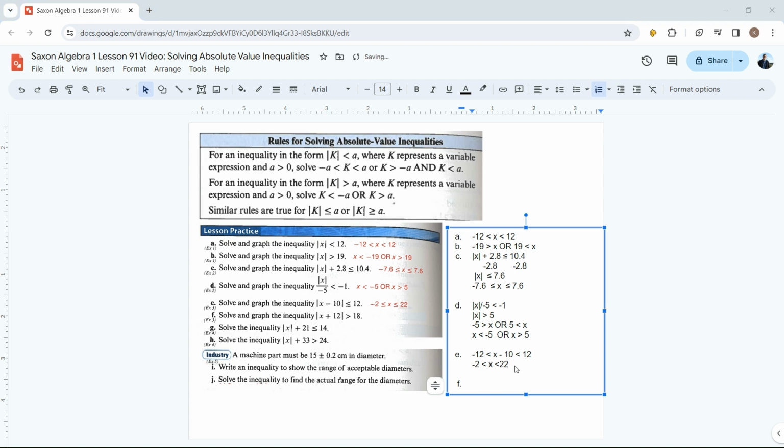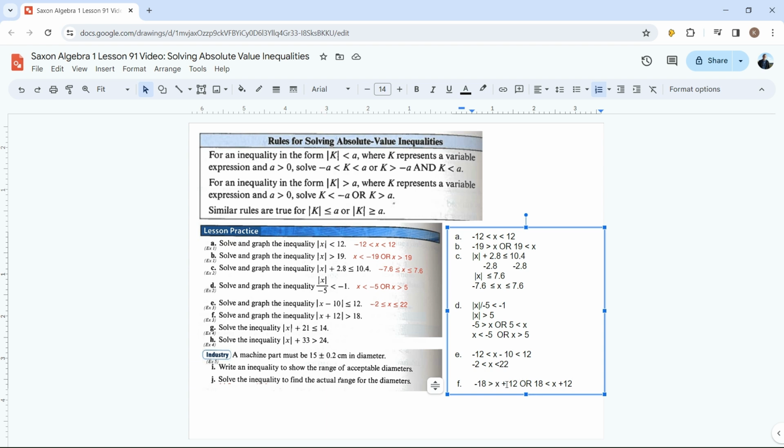Same sort of thing, except this time I'm going to be using an or because it's greater than. So let's go ahead and enter this. Negative 18 is going to be greater than x plus 12, or 18 is less than x plus 12. Because whatever x plus 12 is going to be, it has to be less than negative 18 or greater than 18. And it's not going to be in the middle there because it has to be further away from 0.